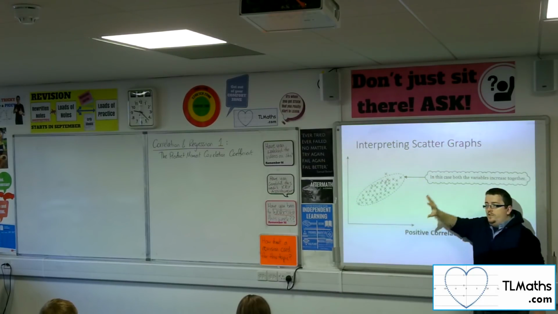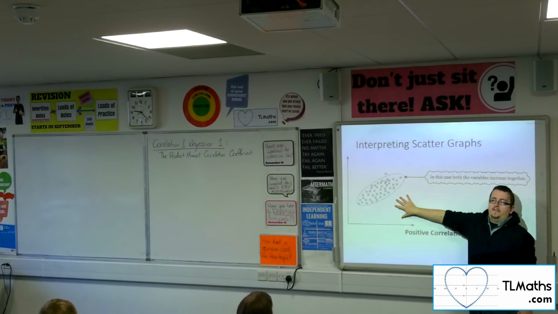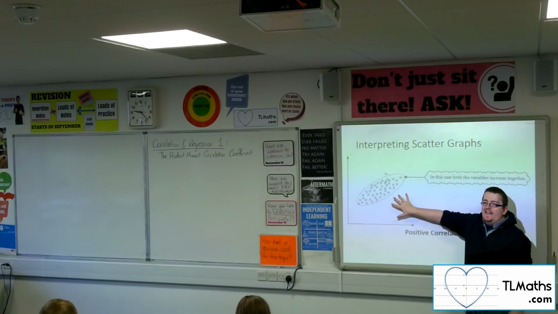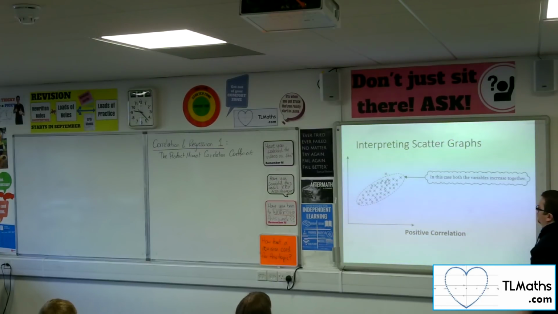So this is an important note to write down, okay? This idea of being able to draw an ellipse around the data. Okay? So the data is roughly elliptical. Make a note of that, because that could be something important in the exam, right?